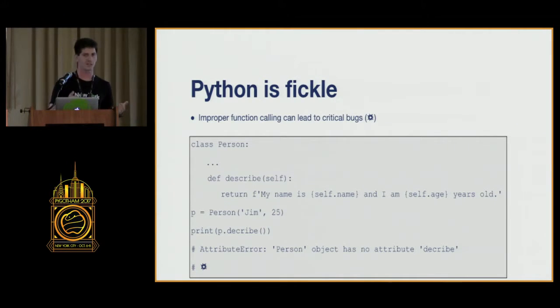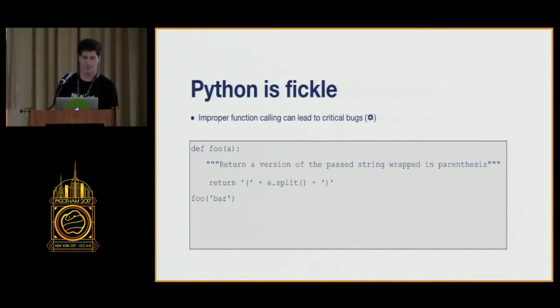This is something that should have been checked beforehand. And sometimes it can be, right? There's a thing called pylint out there that says, hey, p is a person. I know what methods person has on it, so I'll check, and it'll tell you, hey, person objects don't have describe. But let's look at an example that something like pylint can't catch.